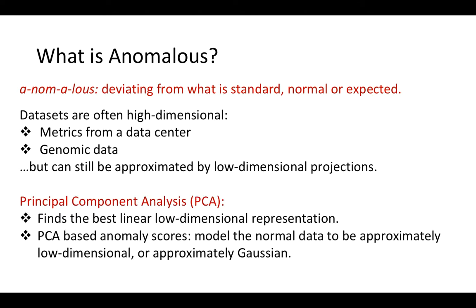Principal component analysis, or PCA, finds the best linear low-dimensional representation of the data, which often captures a large part of the signal in the dataset. The idea behind PCA-based anomaly scores is to model the data points to be approximately low-dimensional or approximately Gaussian, and classify points which deviate significantly from these assumptions as anomalous. Let's look at these scores more closely.